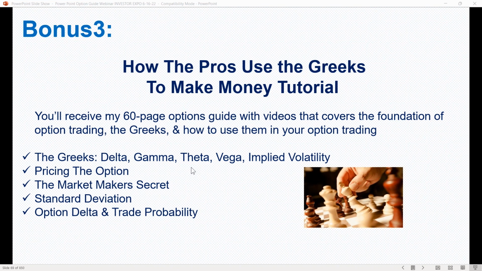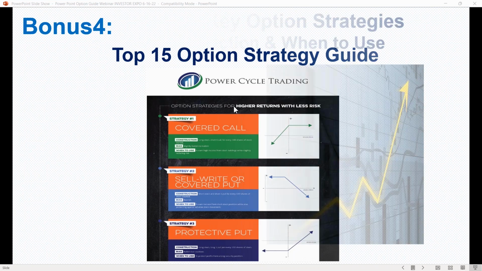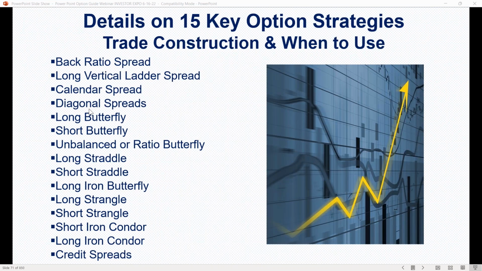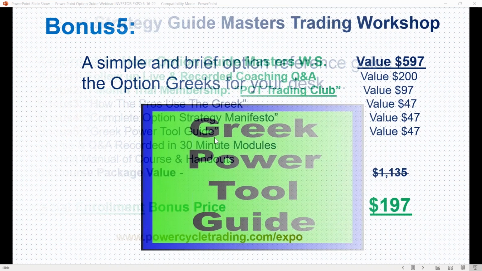So that's what the course is all about. And then you get a bonus of my 15 top option strategy guide. It'll tell you what a back ratio spread is, when to use that, straddle, strangle, things like that. So that's another bonus. And then this is a PowerPoint you can print out and put on your desktop: what are the Greeks, gamma, theta, things like that. So a lot of great content here.